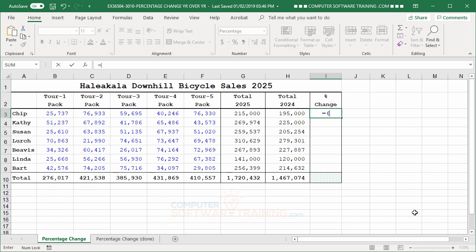So here's what we do. Equal left parenthesis. Now, the way we do the calculation is we take the current number, the most recent number, minus the previous number, previous period, whatever it is. We close up the parenthesis, and then we divide it by the previous. I can actually click onto it here to get to it. All right? So it's in essence taking this minus this divided by this. So it's new minus old divided by old.